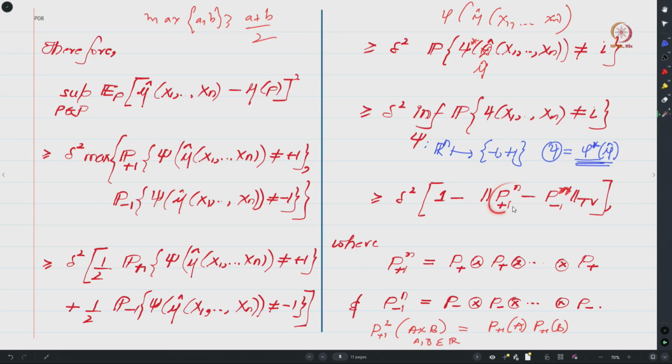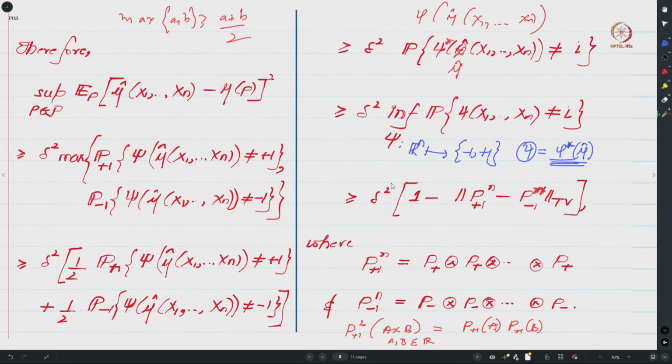So if you look at the total variation distance between the n-fold product distribution of the P plus 1 distribution and P minus 1, then this quantity actually lower bounds this quantity here. Is this okay? So how we actually make this jump? For this I request you to go through these lecture notes by John Duchi, right.